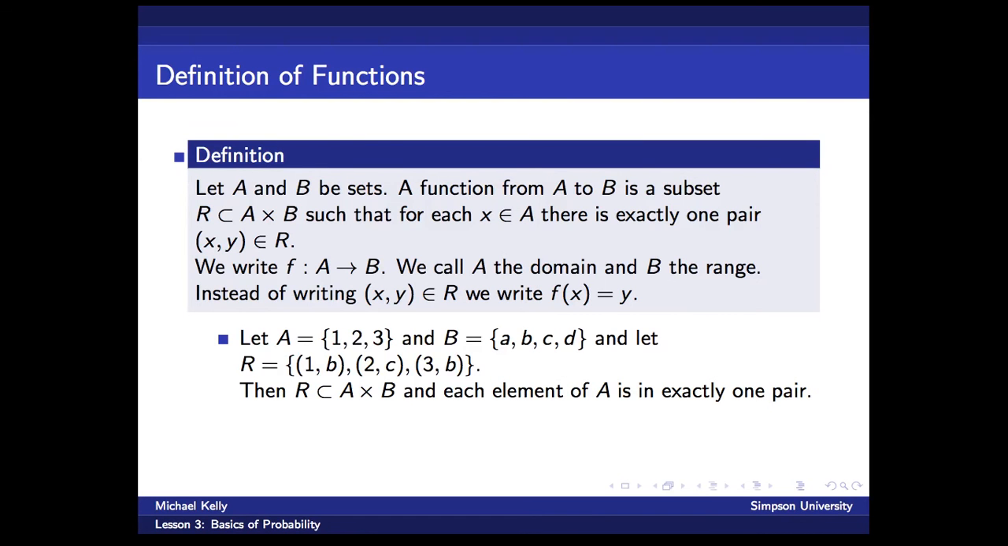So for example, let A be the set {1, 2, 3}, and B be the set {a, b, c, d}, and let R be the subset of their direct product {(1,b), (2,c), (3,b)}. Then R is a subset of A cross B such that each element of A does appear in exactly one pair. Notice that it has to be exactly one. So, for example, 1 appears in one pair, 2 appears in one pair. They don't appear in 0 pairs. There's nothing that doesn't appear, and there's nothing that appears more than once either. Then, we've defined a function, f, which maps from A to B. f maps 1 to b, f of 2 is c, and f of 3 equals b.